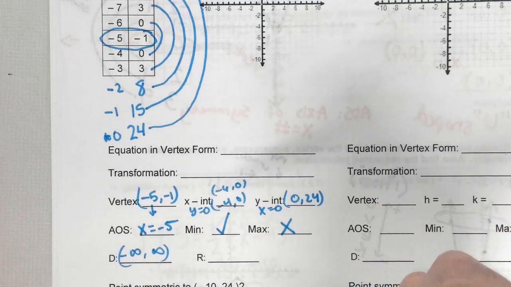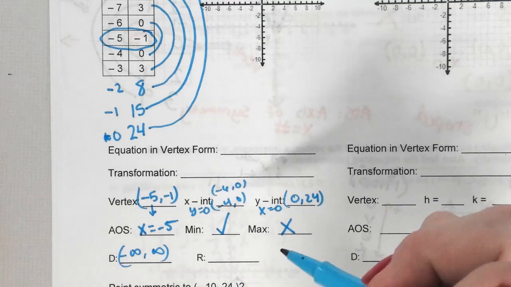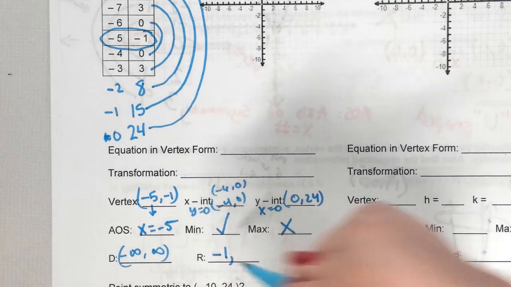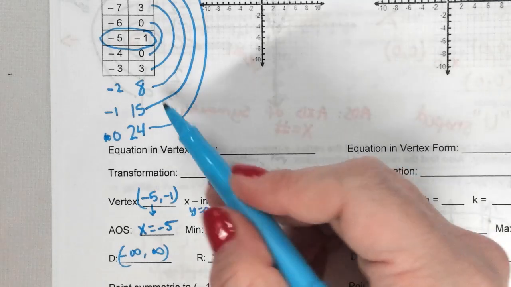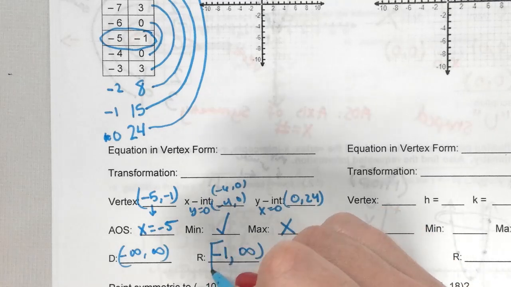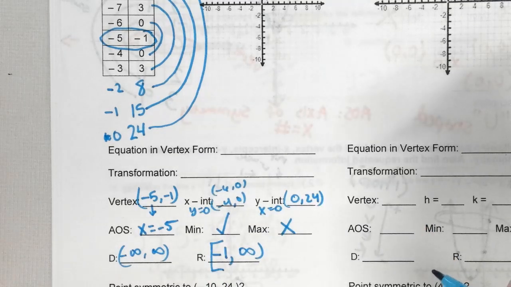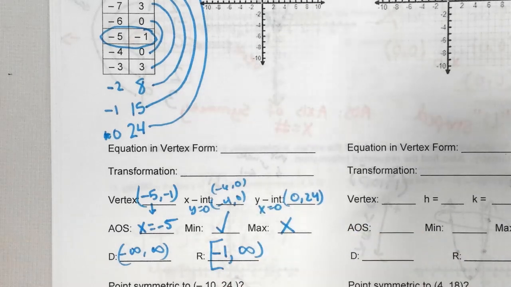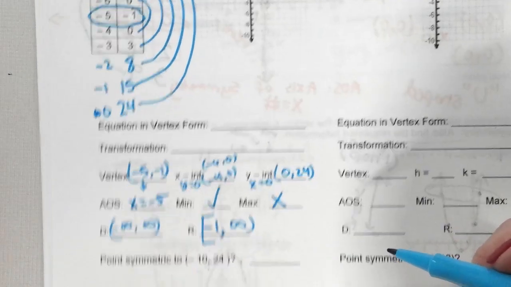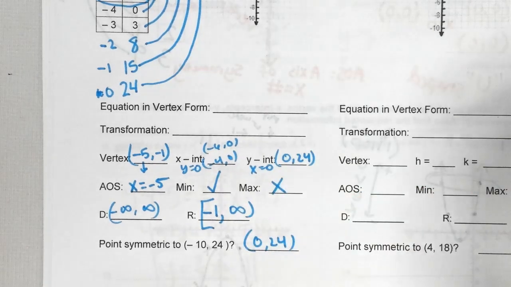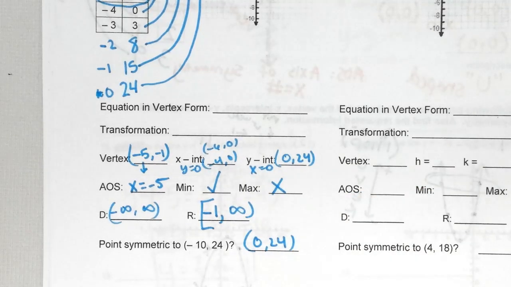And what's my smallest y value? -1. And what's my biggest y value? Well, doesn't it keep going? So it's going to be infinity. What's the symmetric point to -10, 24? 0, 24. Okay, so now that we got all the little things, those are super simple to find.